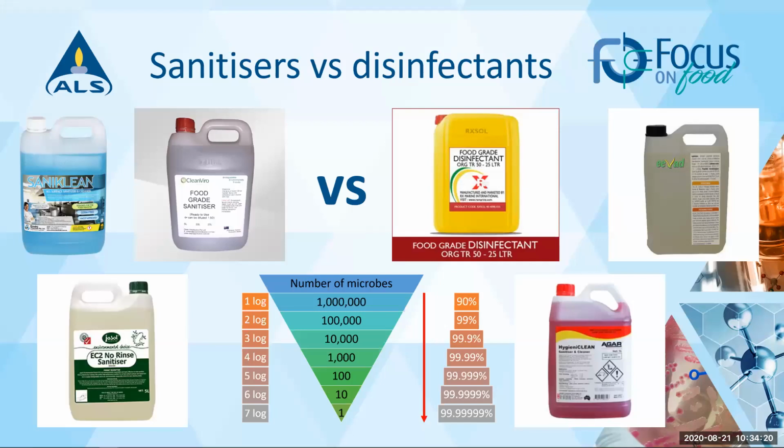Okay, so sanitizers and disinfectants. We routinely use chemicals to sanitize and disinfect product contact surfaces. These chemicals provide an essential control step to ensure that the foods produced and consumed are as free as possible from microorganisms that can cause foodborne illness.